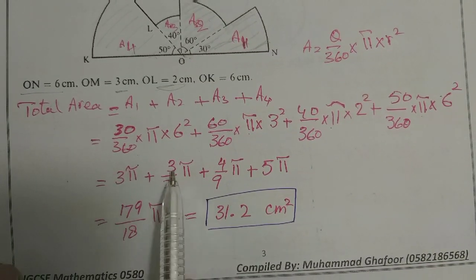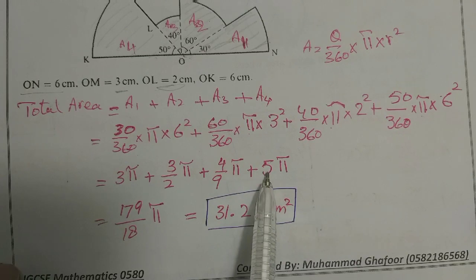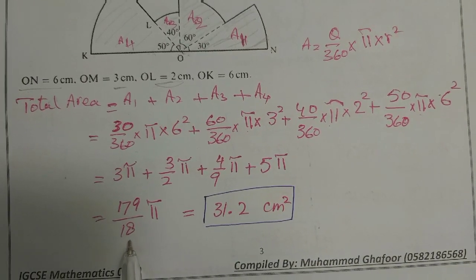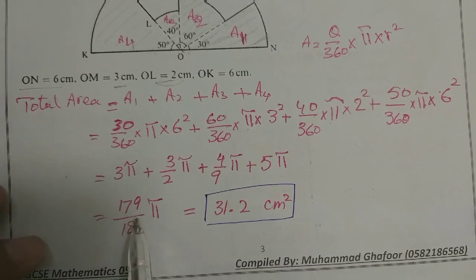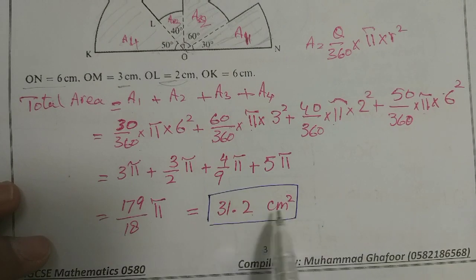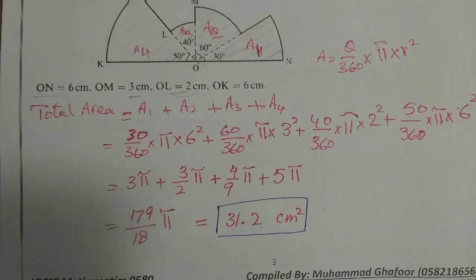So simplify 3 over 2, 4 over 9 and 5, then add them. You find the fraction 179 over 18 and the pi as it is. Then simplify, multiply with the pi, and you find the answer 31.2 centimeters squared.